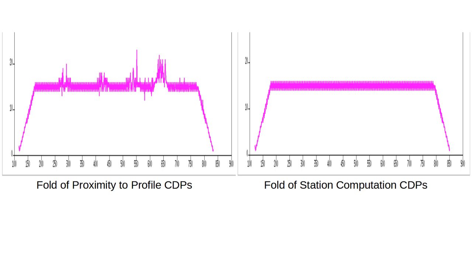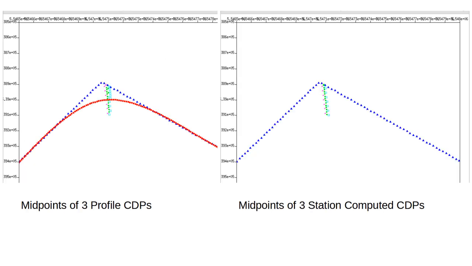Of course, this is not actually true. The traces of CDPs computed from stations will actually have dispersed midpoint coordinates and offset distances. But often, even for crooked lines, it is reasonable to use station numbers to compute CDPs because sometimes consistent fold is most important. Your situation determines which method to choose. Here are plots of the midpoints for 3 CDPs assigned by proximity to profile and 3 CDPs computed from the station numbers. Which is better is hard to say.